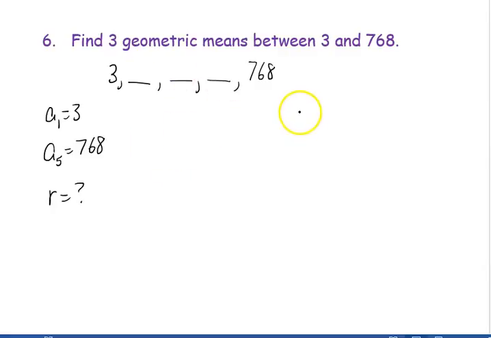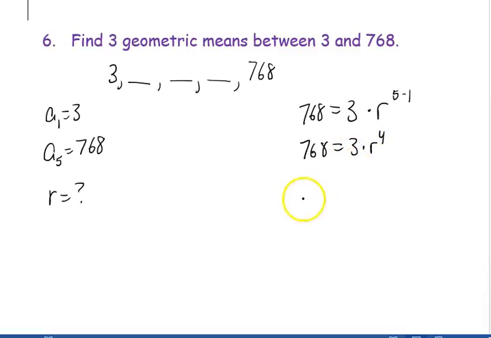If I use my other formula, a sub 5 is 768, a sub 1 is 3, r is what I don't know, and my n that I'm using is 5 because of what we know. So 5 minus 1 as the exponent. So 768 is going to equal 3 times r to the 4th. I'm going to divide by 3 and get 256. And then I'm going to take the 4th root of 256. If you need help with that, let me know. I can show you how to do that on your calculator. You should be getting 4.